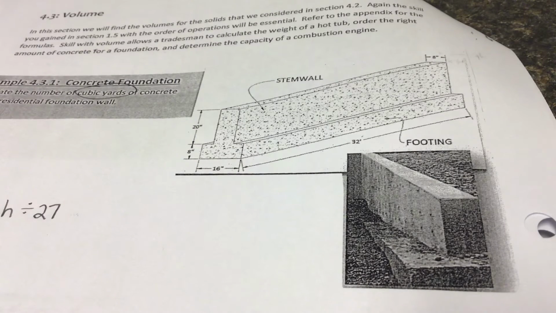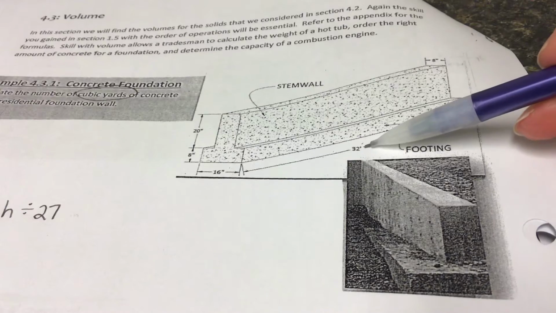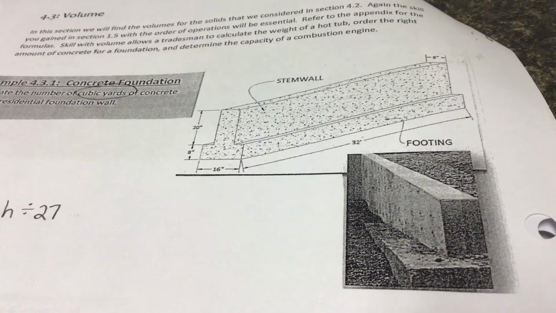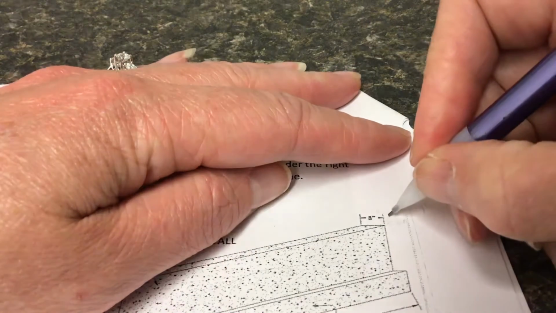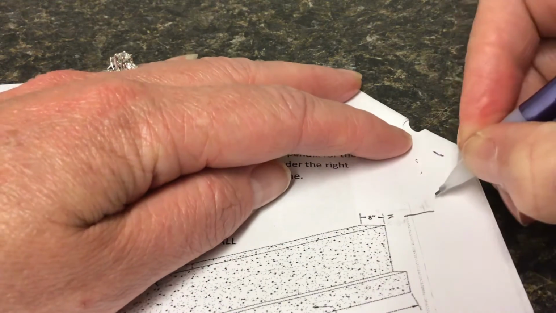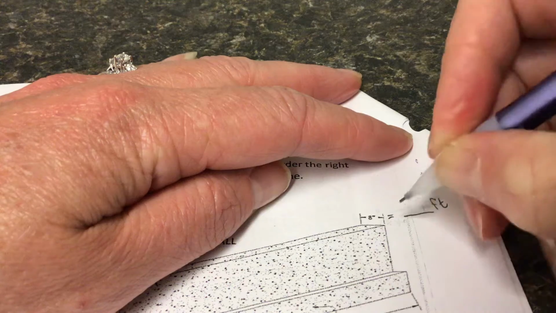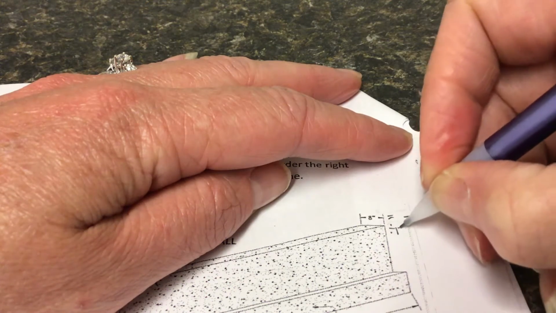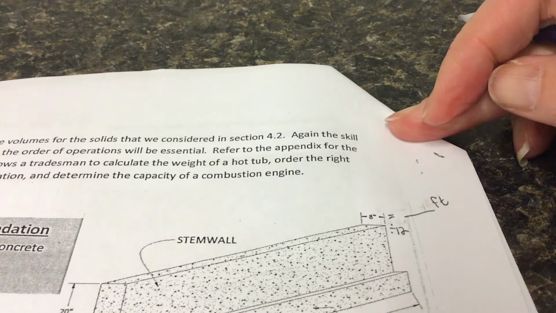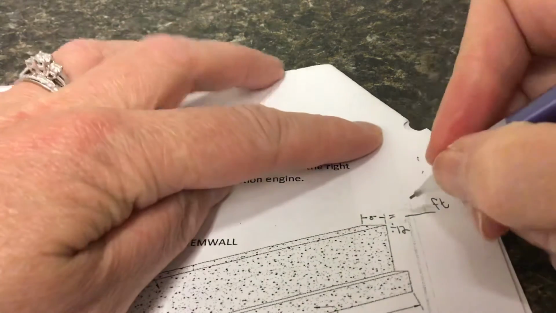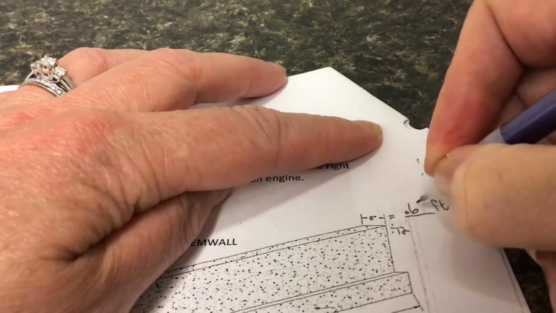But the very first thing that we have to do is convert all of these measurements into feet. This one is already feet. So if we did 8 inches, to make this into feet, we'd have to divide it by 12. If we took 8 divided by 12, we're going to get 0.67.